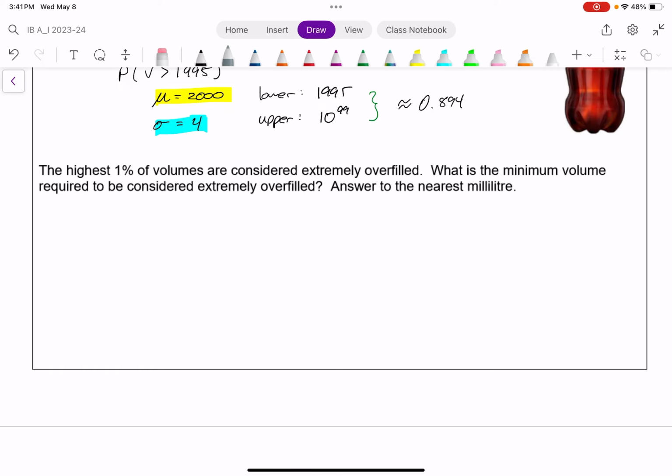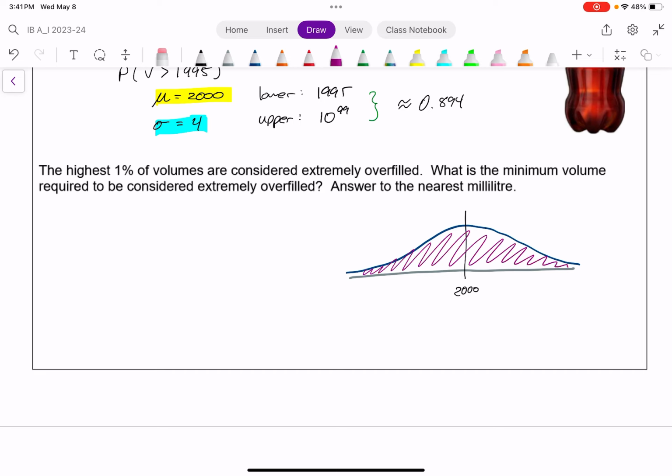Let's visualize a normal distribution here. Again, so I have my curve go up and down. We know the mean is 2,000. We know the standard deviation is 4, but I'm not going to label those. The vast majority of these bottles are not extremely overfilled, but they're just the top 1%, which means of all of this here, I just want to imagine the highest 1% of what I have shaded there, which as a little visual, let's say it's like right here, just this little chunk, which technically does go on forever.